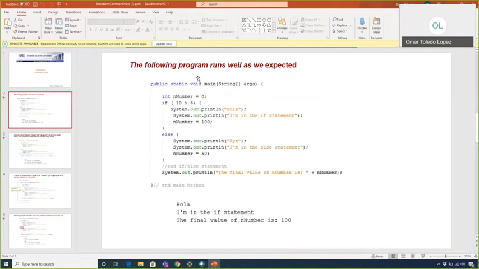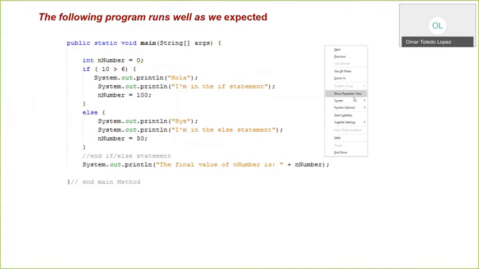The following program ran well as we expected, right? Okay, let's track the program. The pointer here. Okay, so this is the main method. So what happened here? nNumber equals 0. Then 10 greater than 6, true or false? True, right?